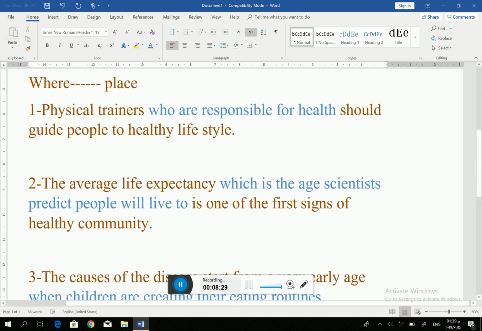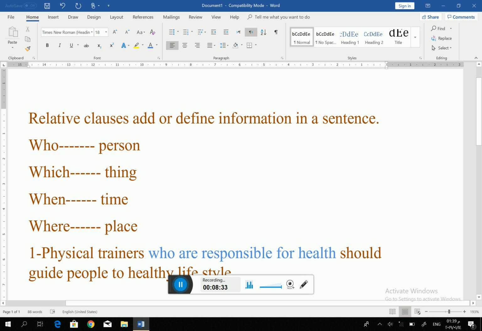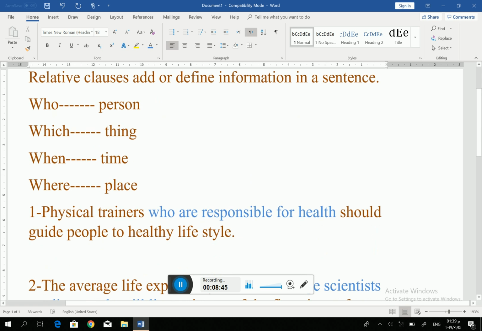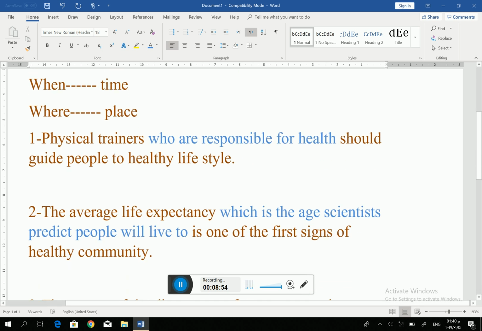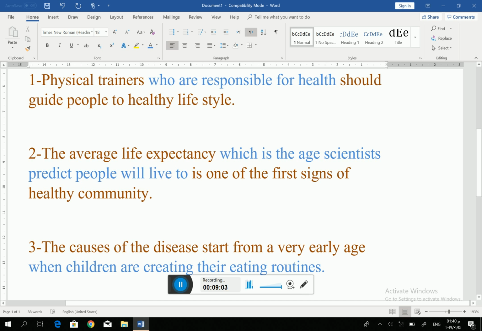Let's go back again. When I say relative clauses add or define information in a sentence, if you want to add information, if you want to define a subject in a sentence or to define something or someone, you can use a relative clause. So who refers to a person, which refers to a thing, when refers to time, and where refers to a place. Example number 1, physical trainers. Who refers to physical trainers? And here I define physical trainers. The average life expectancy, which refers to average life expectancy. And here I define what is average life expectancy.